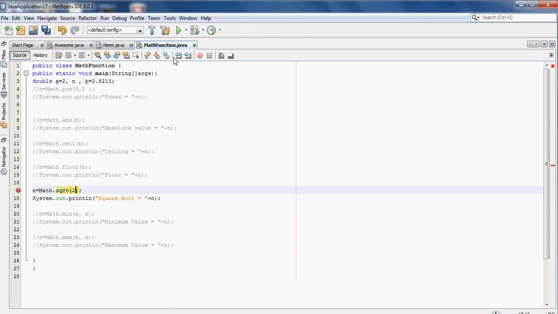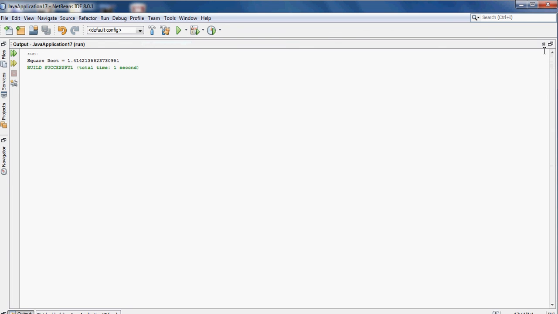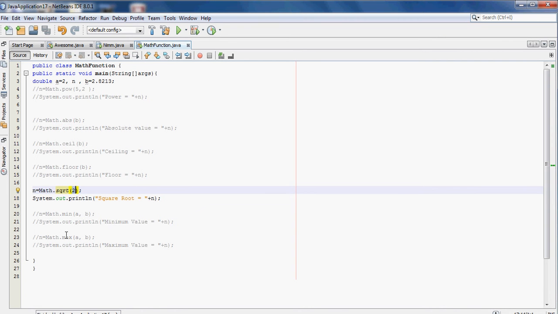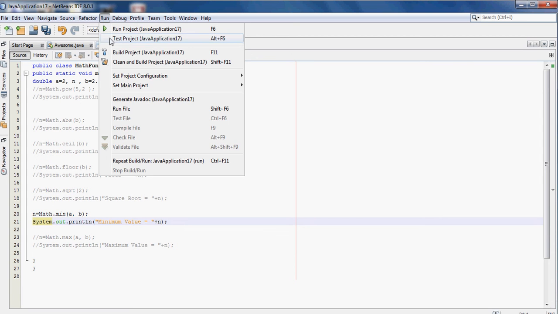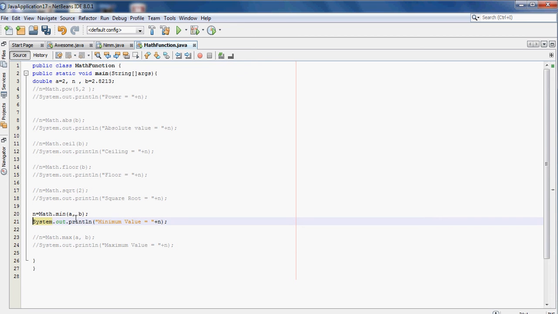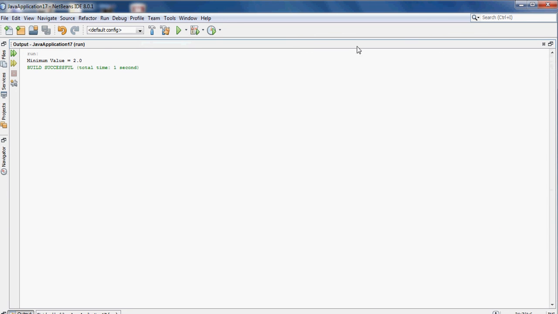Let's check it out. See? I don't think you have problems in SQRT, so I'm going for the next one. Minimum value. Minimum value is you have two numbers, you compare them, and the lowest number is printed. A is equal to 2 and B is equal to 2.8213. Minimum value is, yeah, you guessed it right, 2.